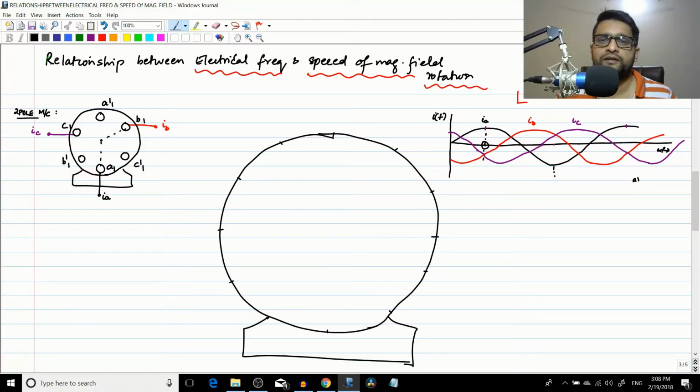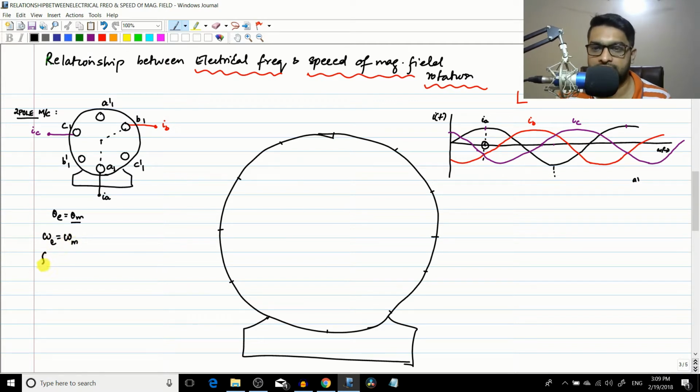Hello friends. In the previous session we have seen the relationship between the electrical frequency and the speed of rotation, the speed of magnetic field rotation, for a two-pole machine. And you saw that theta electrical was equal to theta mechanical. That means for every cycle of the electrical current, the magnetic field also will rotate the same distance. Therefore we found out that omega electrical was equal to omega m.